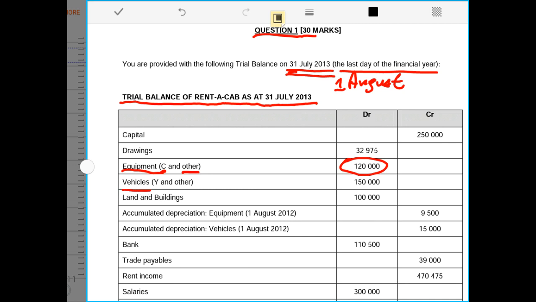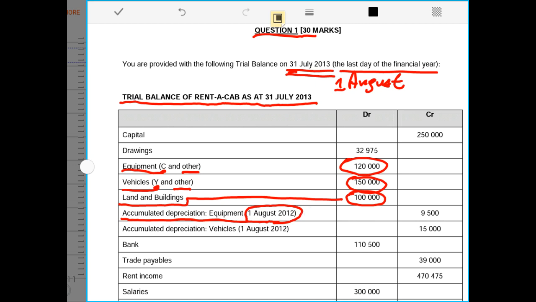The second asset that we have is vehicles, which is made of vehicle Y and other vehicles, and the total is 150,000 rands. Then we are given the cost of the land and building amounting to 100,000 rands. After that, we are given the accumulated depreciation for equipment on the 1st of August in the year 2012. That means this is an opening balance of all the depreciation for equipment from the date the equipment was acquired until the end of the year 2012.